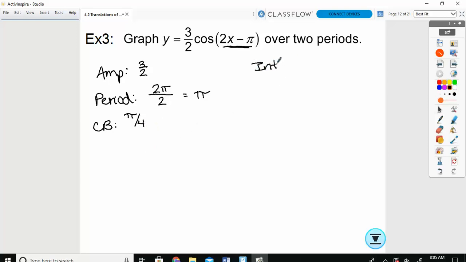Then we do the interval. When you set up the interval, it doesn't matter what you got for your period. We set it up for the normal sine or cosine. So you always start between 0 and 2 pi. And then you put this argument in the middle, the 2x minus pi. So now I need to solve this for x. What would we do?